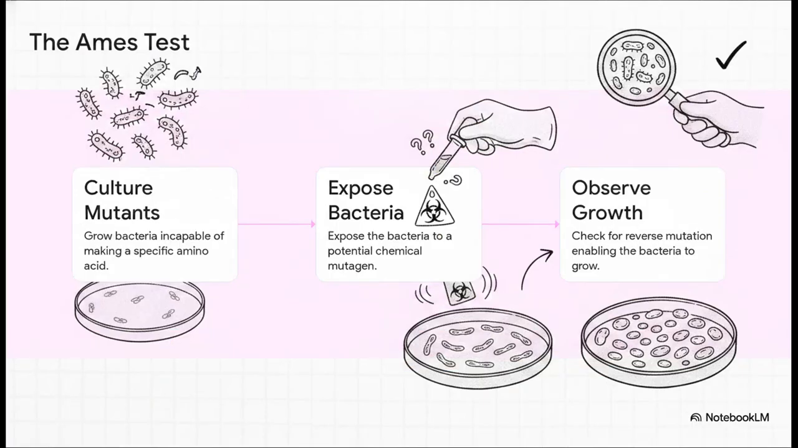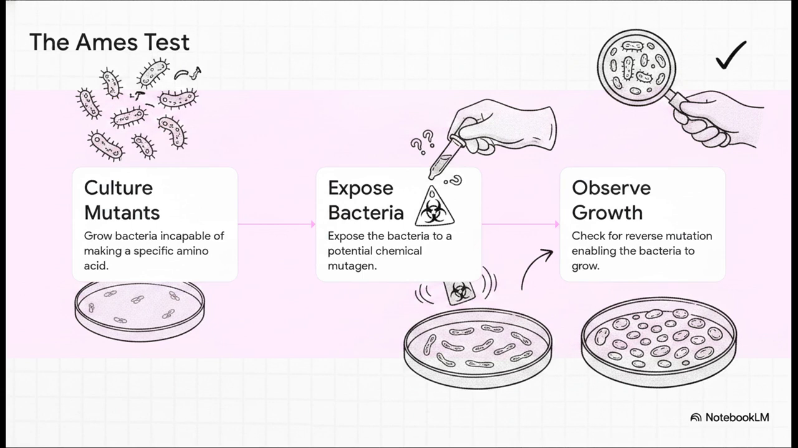Now, knowing that chemicals out in the world can cause these mutations, how do we catch them before they harm us? Enter the Ames test. This is a genuinely brilliant, incredibly cost-effective screening tool. Here's how it works. Scientists take mutant salmonella bacteria that literally cannot grow without being fed a specific amino acid. Then they expose those bacteria to a suspect chemical.